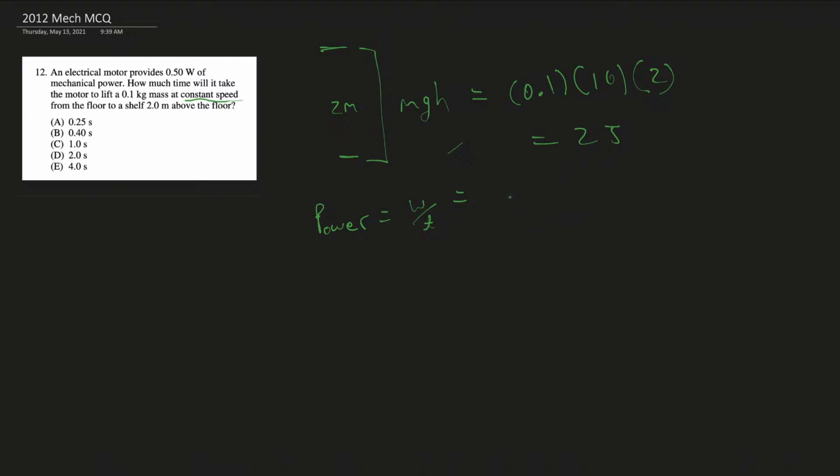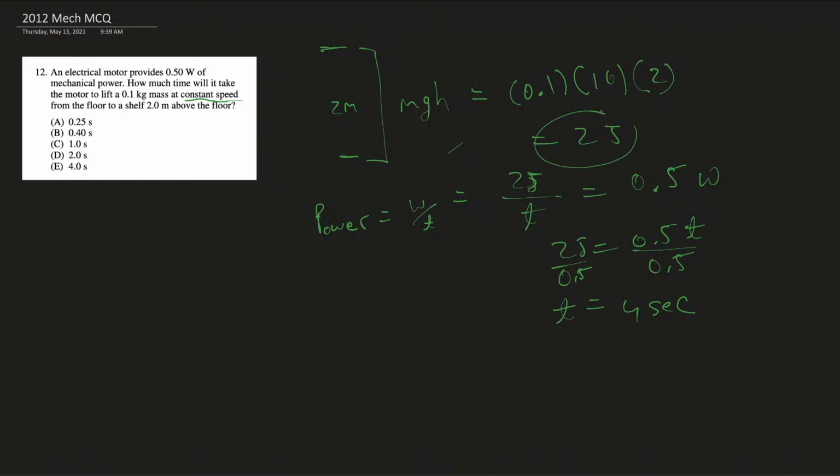So we can just take 2 joules, the amount of work we do in a certain time, which is what we're solving for, and that must be equal to 0.5 watts. If I divide and multiply by 2 on the other side, we get 0.5 times 2. Dividing by 0.5 on both sides, t is equal to 4 seconds. So it takes 4 seconds for the motor to lift this up and give it 2 joules of energy.